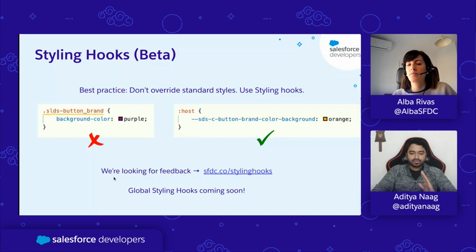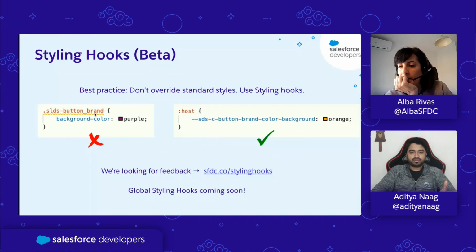And as a best practice, because now we have rolled out styling hooks, please do not overwrite the styles of components this way. So even though you know Lightning button uses SLDS button brand as a class, don't try to overwrite the color, because this way you don't keep up with the updates that we are making. What if we change the internal structure of the base component? This class will not apply anymore.